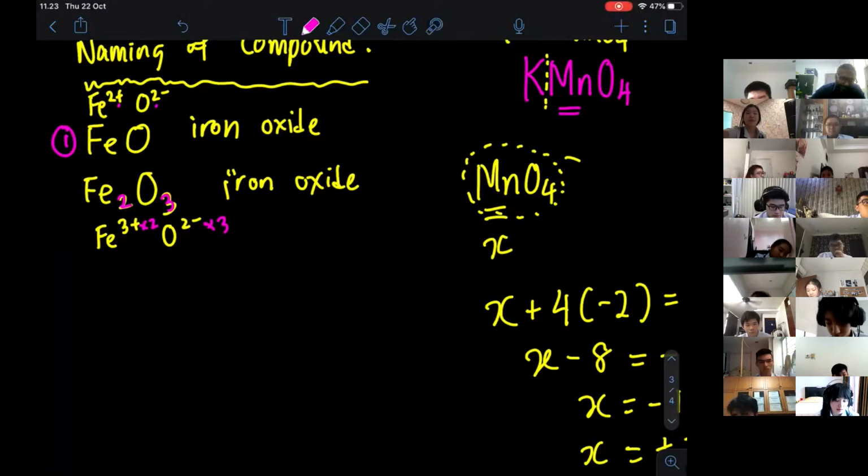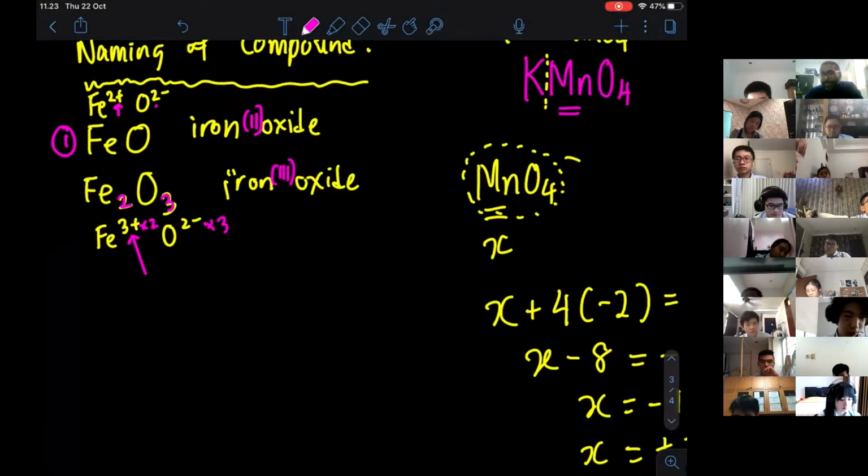So in this compound, they will follow the charge, right? Yeah. So it's going to be plus 2. You need to put 2 there. This is called iron 2 oxide. Okay, this is called iron 2 oxide. So what is the oxidation number for the iron in this compound? This is going to be plus 3. Okay, so I will put iron 3 oxide.